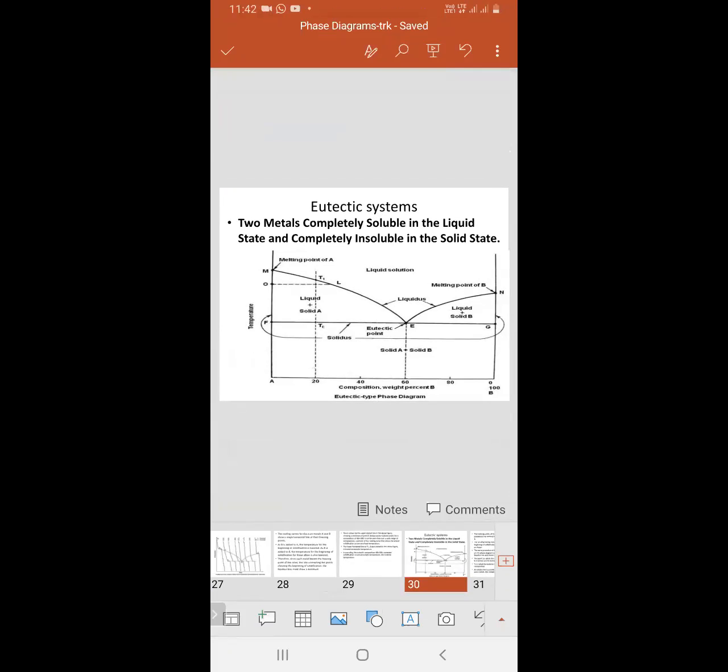Have you understood this one? Yes sir, understood sir. This one is the eutectic phase diagram. Okay? In the eutectic phase diagram, different phases have occurred. Particularly, the liquid, solid, liquid plus solid, and solid plus solid also. Different phases we have seen.